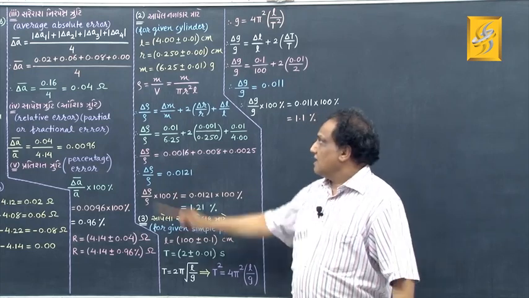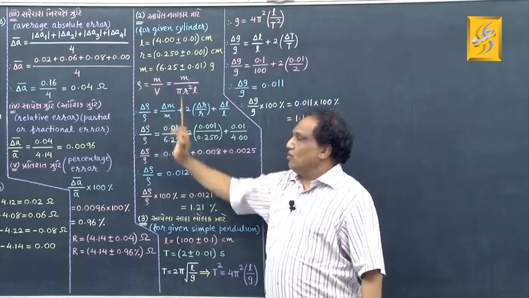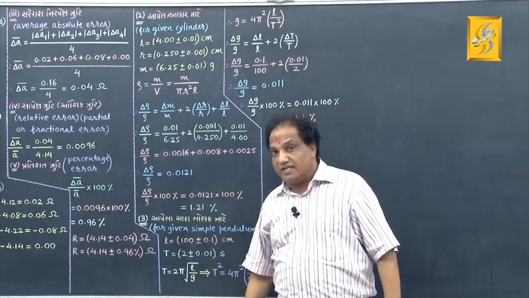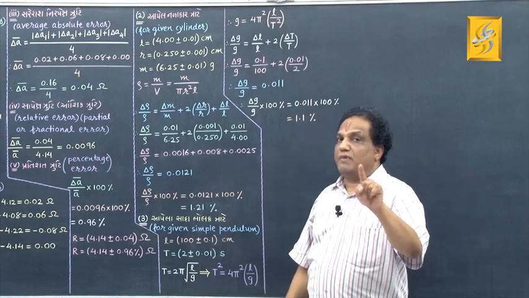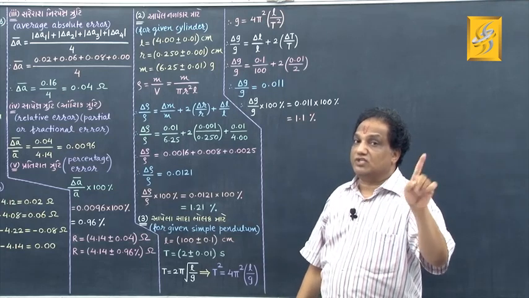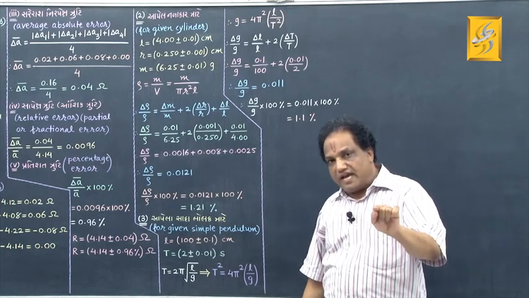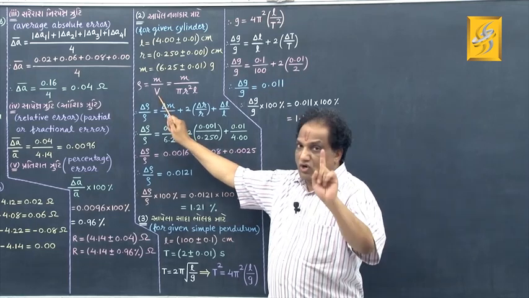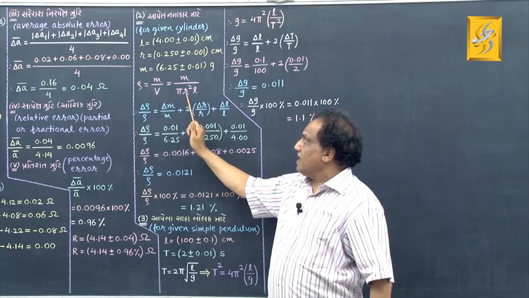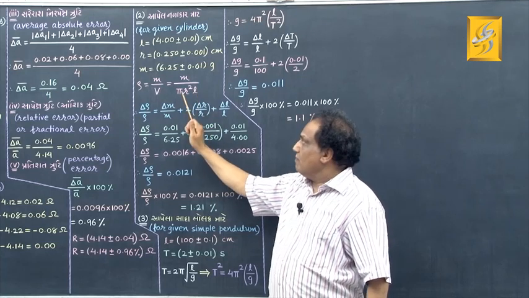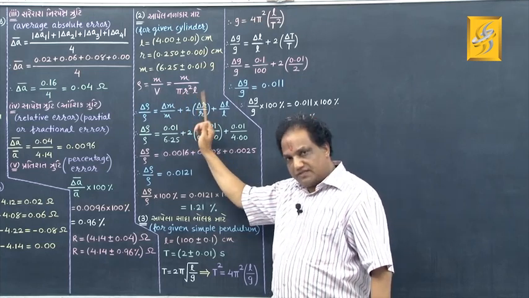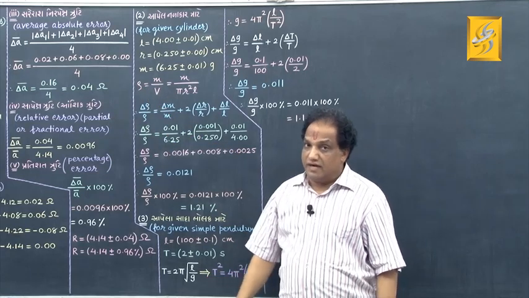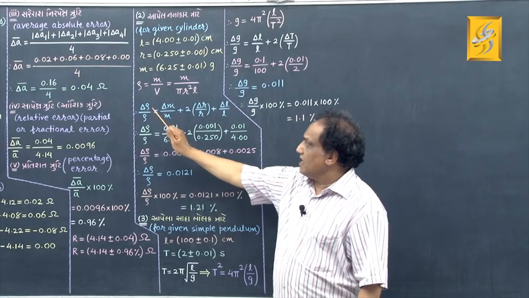Let us find out. Density equals mass upon volume, correct? Mass as it is. For the volume of the cylinder, you must have remembered the formula V equals pi r square h. Instead of height h, you may take length L also, no problem. So V equals pi r square h or pi r square L, correct? Fine. Now, when we write the relative error in density rho, you can write it this way, delta rho upon rho.